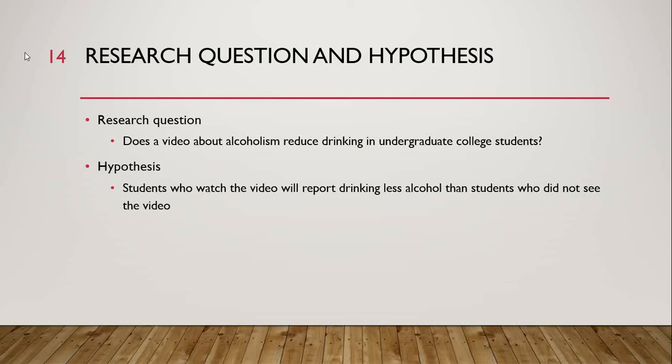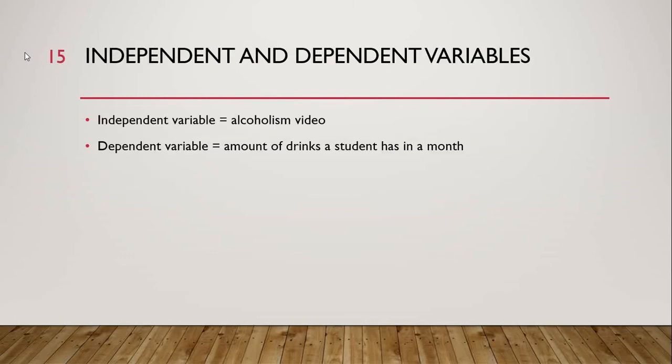So we're arguing that students who watch the video will report drinking less alcohol than students who did not see the video. And so we can actually do an experiment to test this. In our independent-dependent variable relationship, we're modeling the causal relationship between showing this video and the amount of drinks a student has, or their alcohol intake. So the independent variable is going to be the alcoholism video, and the dependent variable is going to be a measure of the amount of drinks that a student has in a month.